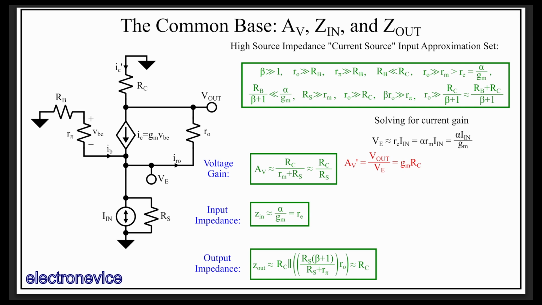We'll refer to this expression of V out over VE as AV prime. If we then substitute in the value for VE we calculated, then rearrange it, we get an equation that has V out and I in it. We just need to find an expression for V out in terms of I out.